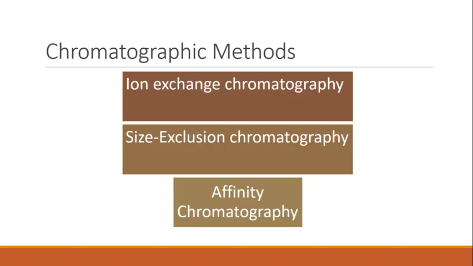Starting with chromatographic methods, see, these are categorized into three. Firstly is the ion exchange chromatography, second being size exclusion chromatography, and third is the affinity chromatography. The ion exchange chromatography separates your proteins based on the charge that it has. These chromatographic columns are prepared for both the negative ion exchanges and for the positive ion exchanges, negative being the anions and positive being the cations.